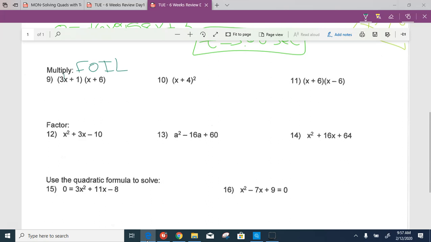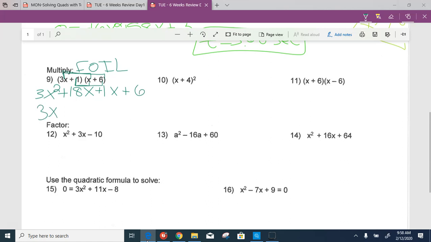It stands for the first term times the first term. 3x times x would be 3x squared, because now there's 2 x's involved. The outer terms, outside 3x times outside 6. 3x times 6. 6 groups of 3x will give you 18 x's. Inside terms, 1 times x will give you a positive 1x. And then the inside times the last term, 1 times 6 will be a positive 6.